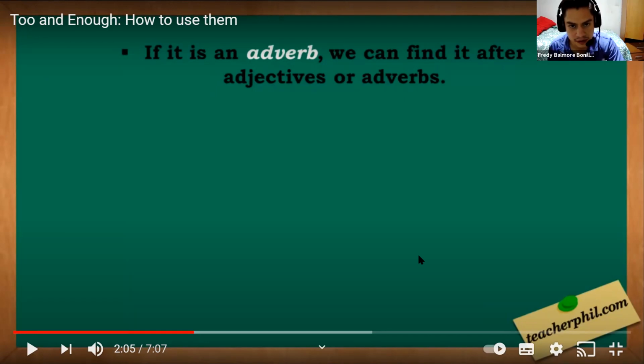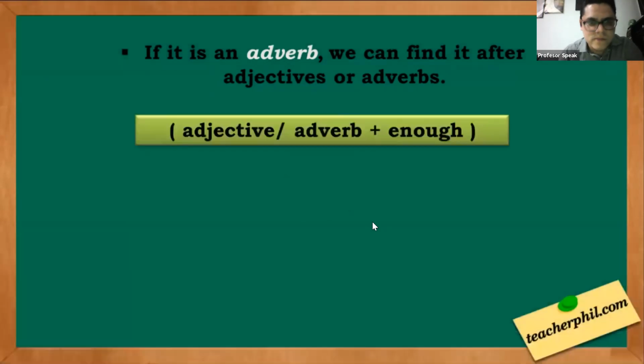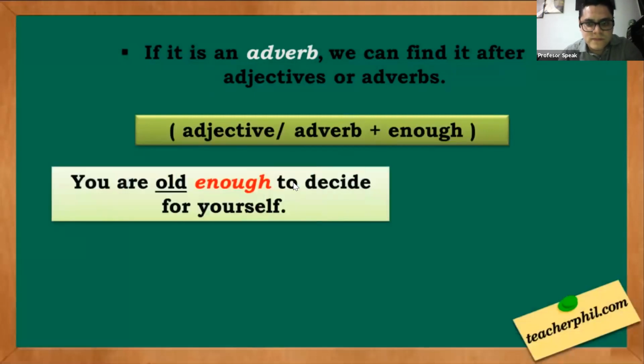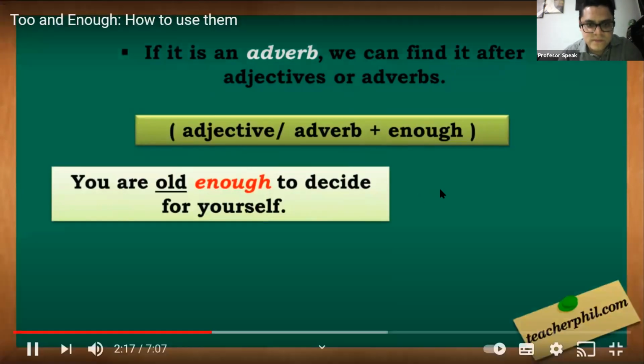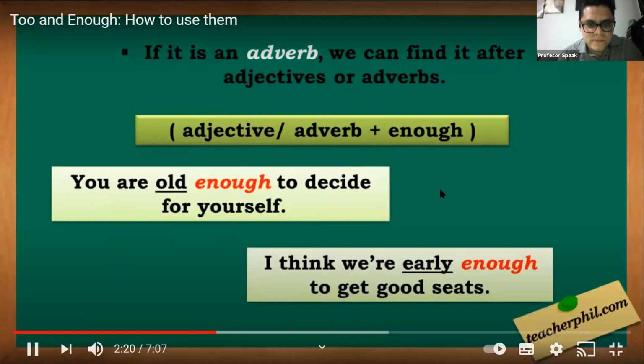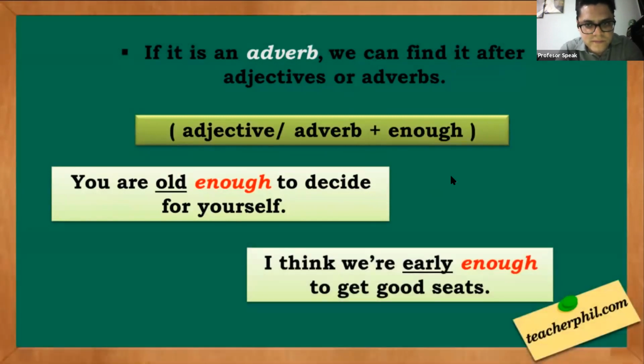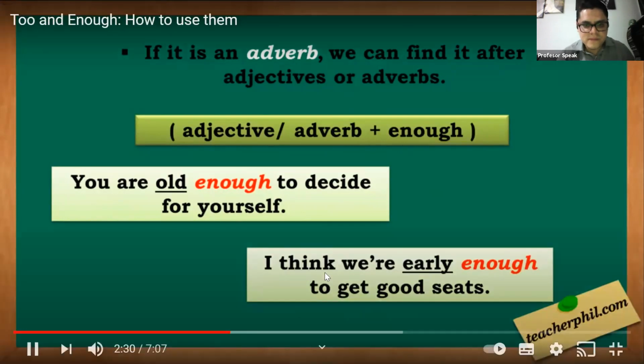If it is an adverb, we can find it after adjectives or adverbs. Yes. So we have adjective or adverb plus enough. Examples: You are old enough to decide for yourself. I think we're early enough to get good seats. Notice that in these sentences, enough comes after the adjective old and the irregular adverb early.